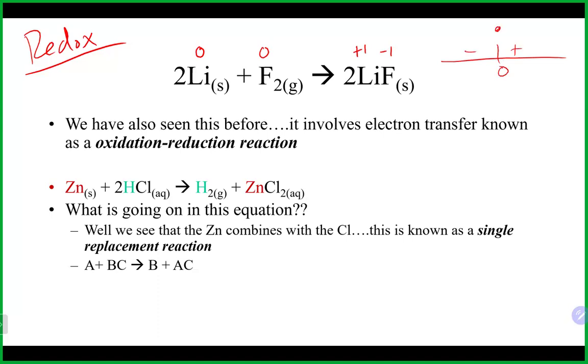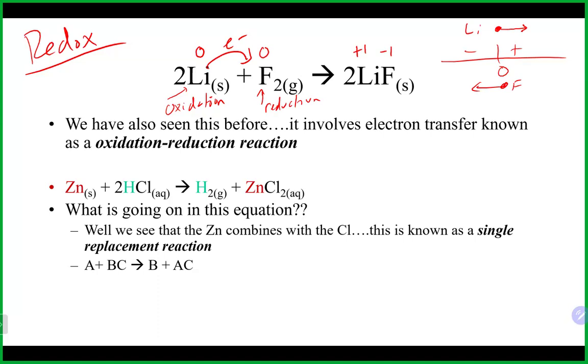Once again, you could use the little number line if you like. We got our lithium starting at 0 and ending at +1. So our lithium is becoming more positive. Again, it is the metal, so we would expect that to go through oxidation. Here, our fluorine is starting at 0 and ending at -1. Once again, becoming more negative and going through reduction. And again, it is our transfer of electrons that is occurring in a redox reaction.